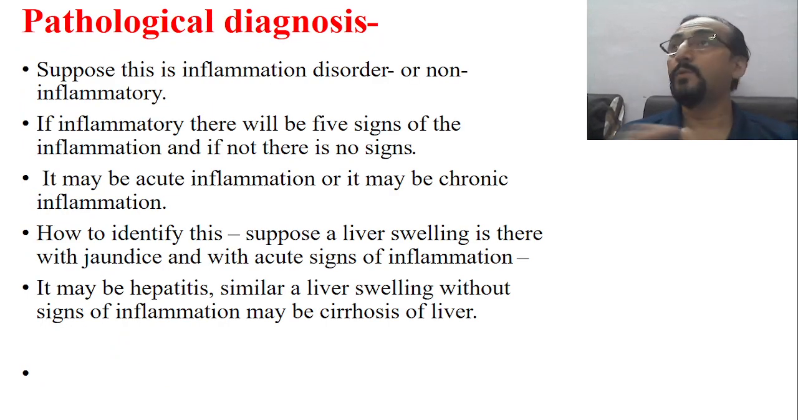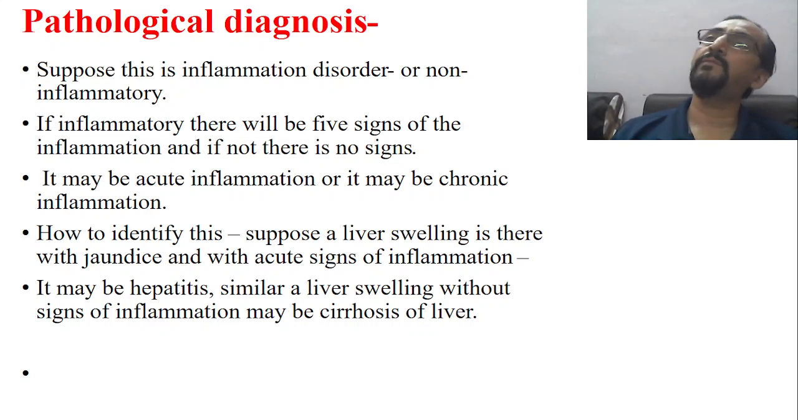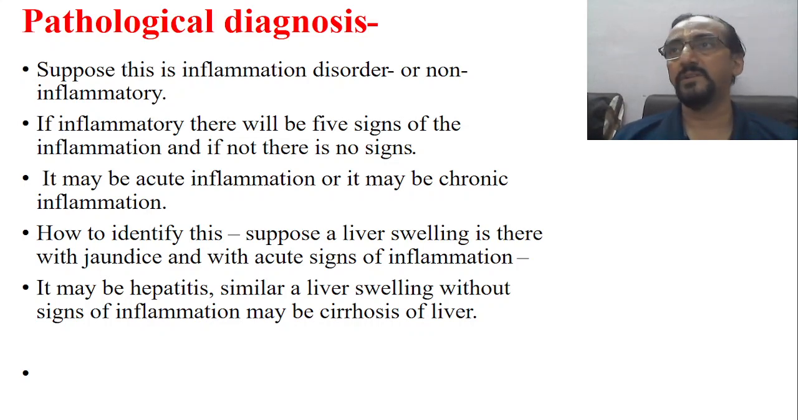Now suppose it is an inflammatory disorder, there should be fever. Fever may be there in infective inflammation or non-infective inflammation. Infective inflammation is always because of a microorganism like a virus, bacteria, or something like that. Whereas non-infective inflammation means all the autoimmune or immunological disorders will come. For example, in malignancy, there is no infection, but still the patient has fever.